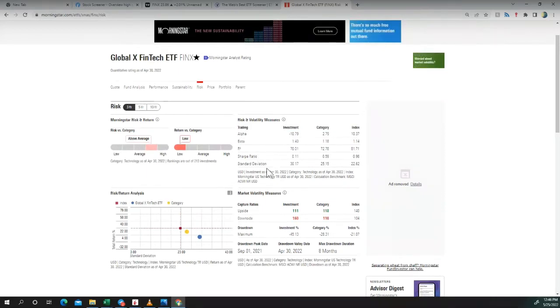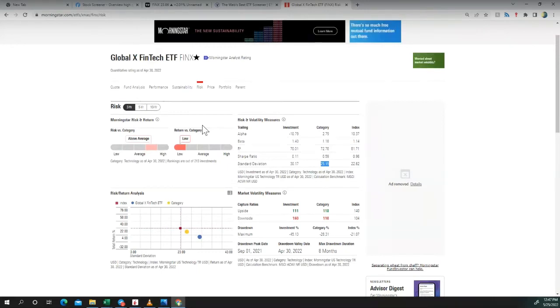And then standard deviation is a measure of performance too, which is anything that is positive is better than anything that's negative. So the higher the standard deviation, the better the performance. And we can see here, this had a 30, and the index had 22, the category had 25. Now, if you compare that to the performance chart we were looking at, it showed that whenever things are good, this ETF performed really well. But whenever things were bad, it underperformed.